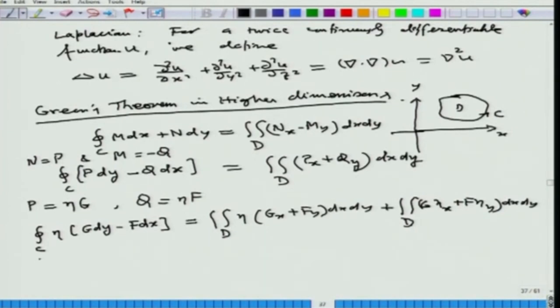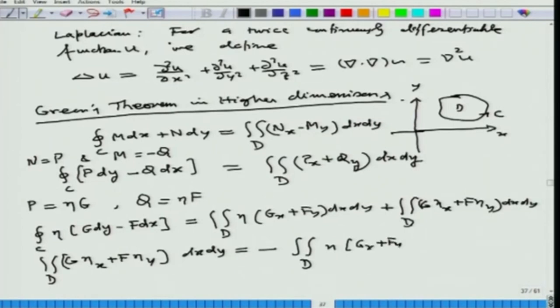Okay. So we can write this over D like this: (g eta_x plus f eta_y) dx dy. We take this on the other side, so we get minus the double integral of eta (g_x plus f_y) dx dy, plus this boundary integral of eta (g dy minus f dx). So, this is the general form of integration by parts.